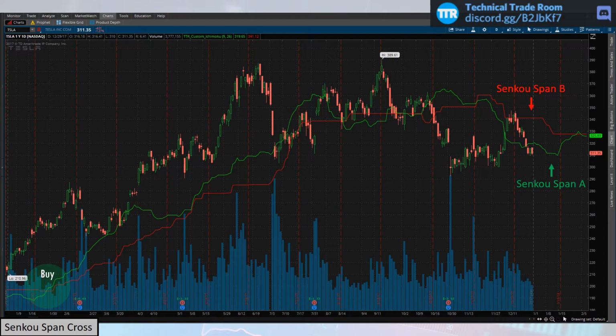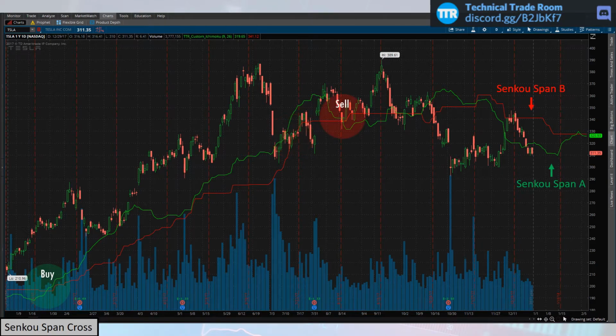Now, let's go over what a sell sign is for the Senko Span cross. This occurs when the Senko Span A crosses below Senko Span B. In the upper center portion of the chart, I've highlighted where this happened with a red circle labeled sell. Again, because the Senko spans are always 26 periods ahead of the current price at the time, the entry for this sign was here, 26 candles before the cross.